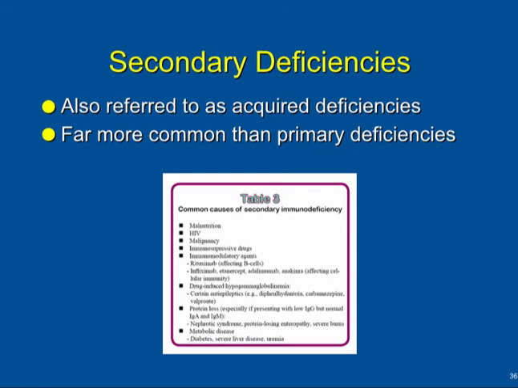However, it suppresses the immune system, so then they end up with a secondary deficiency there. Protein loss, I already mentioned that. Metabolic disease, things such as diabetes, severe liver disease, uremia. Obviously, a splenectomy is going to put them at risk as well. So really, when you're thinking about it, you want to look at your patient's meds as well and think, is there anything that can contribute to chronic infections essentially as well?